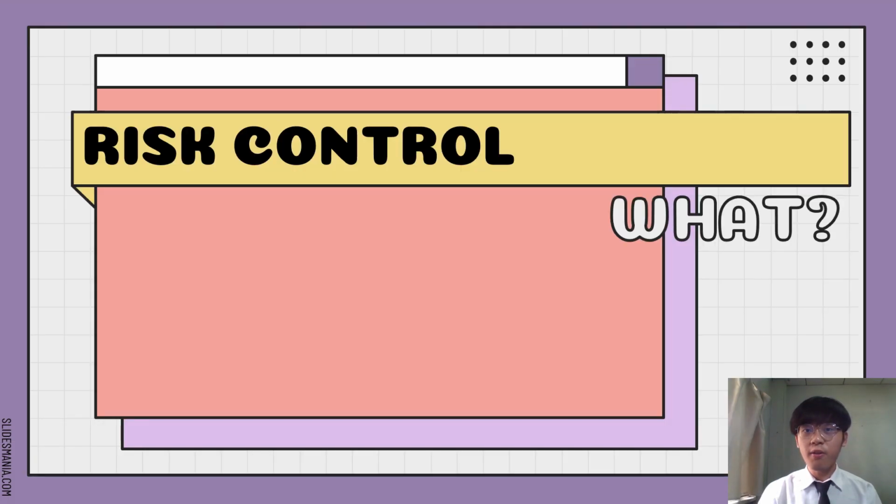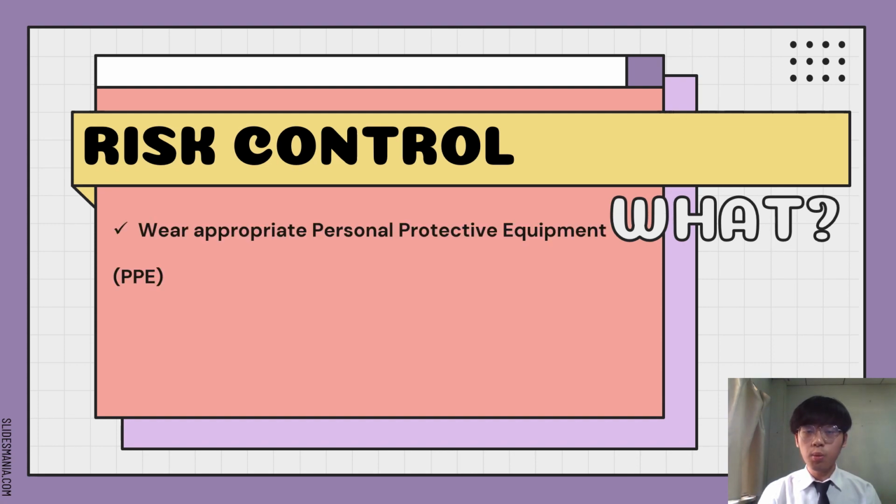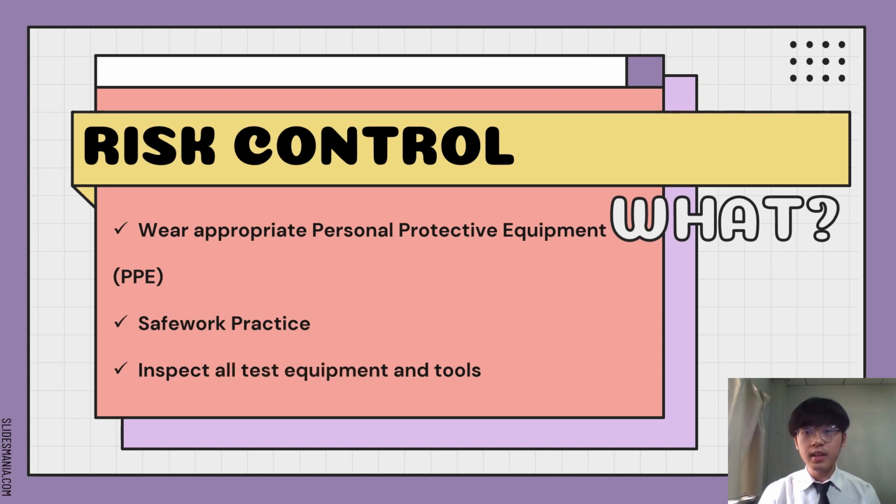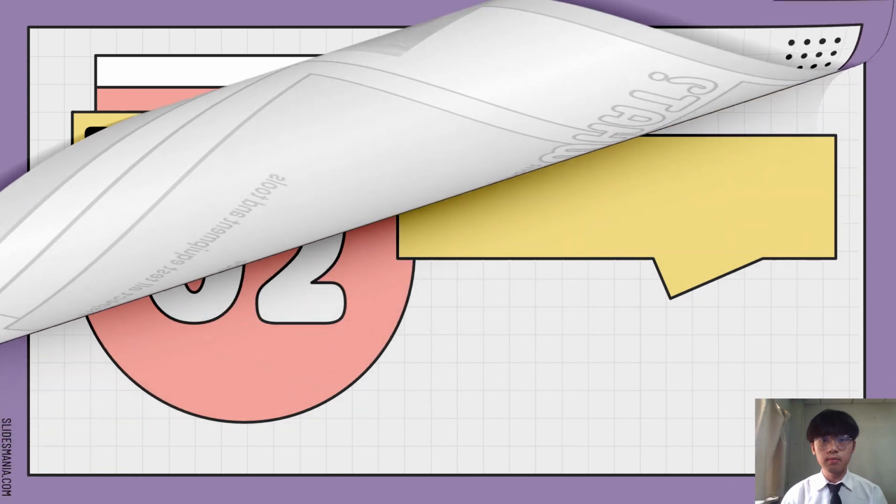Hence, we need to take a few actions to reduce the risk in this activity. The workers should always wear appropriate personal protective equipment, PPE, and always follow the applicable standard and best practice for a pneumatic test. Lastly, inspect all test equipment and tools, even if they are brand new.